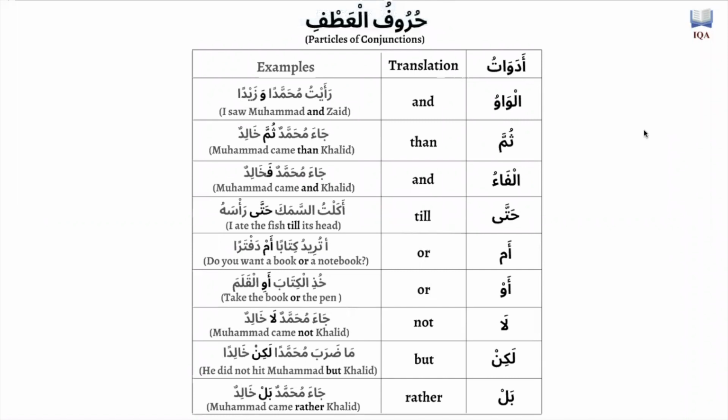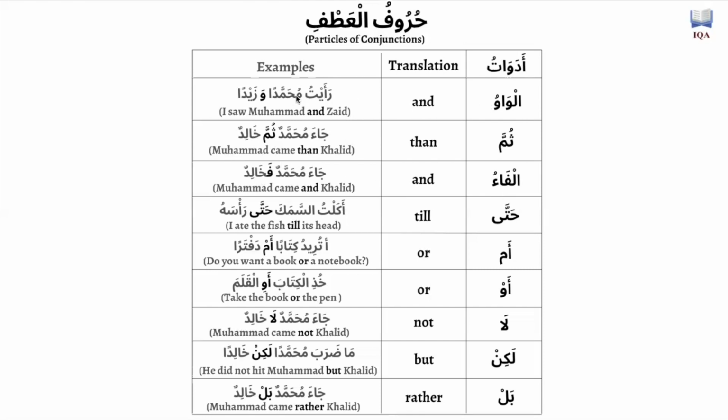So what are these 9 different particles? We have wa, which means and. So ra'aytu Muhammadan wa Zaydan, I saw Muhammad and Zayd. We have thumma, which means then. Ja Muhammadun thumma Khalid, Muhammad came, then Khalid. Then we have al-fa. There are many different types of fas in the Arabic language, and they come to mean different things. But the fa which is a harf al-ataf, a particle of conjunction, can be roughly translated as and, but it doesn't do it justice. There's no equivalent to this in English. So I'll say, for example, Ja Muhammadun fa Khalid, Muhammad came and Khalid. Now, what's the difference between the wow and the fa?